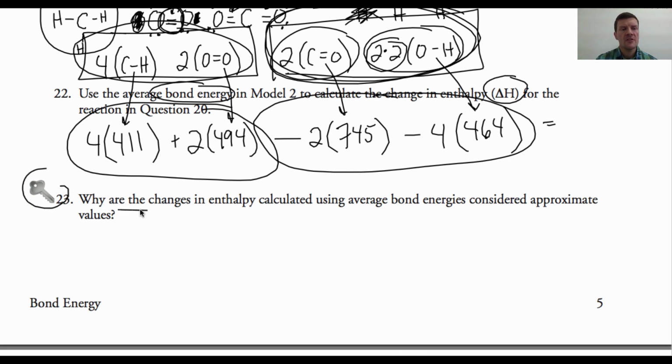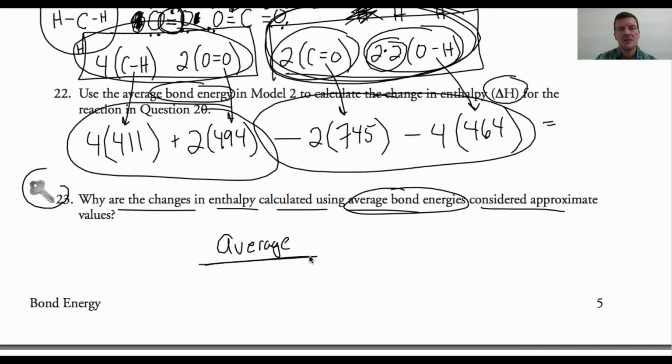Key point: why are the changes in enthalpy calculated using average bond energies considered approximate values? Simply because we're using average bond energies. We're not taking into consideration what kind of molecules these are in. Okay? Because we're using the average, we have to consider these to be approximate values.